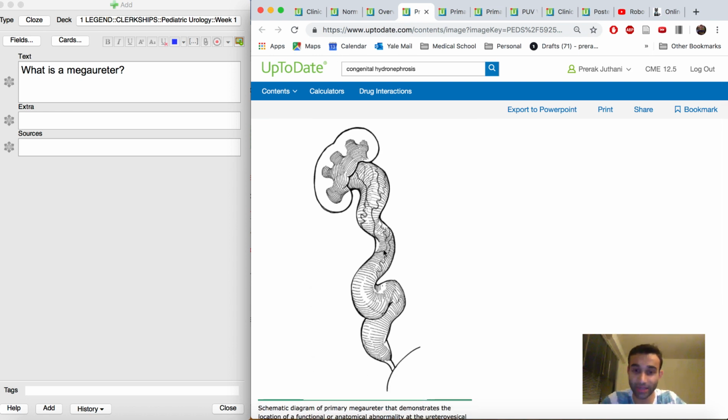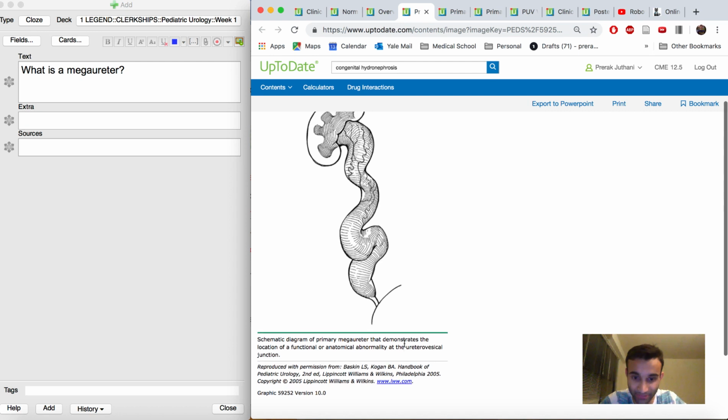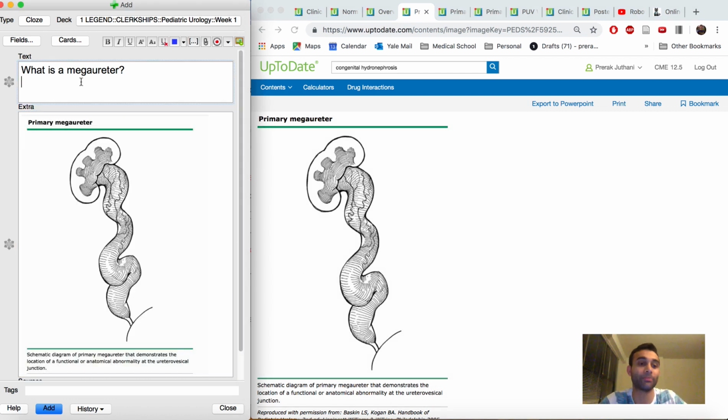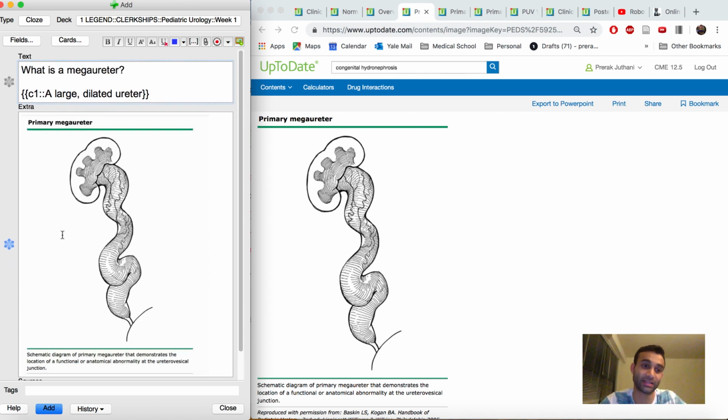And so for me to know that, I need to first know what a mega ureter is. And a mega ureter is exactly what it sounds like. It's when the ureter is clearly very, very large. And it's because there's a blockage at the ureterovesicle junction. And so it's a large dilated ureter.